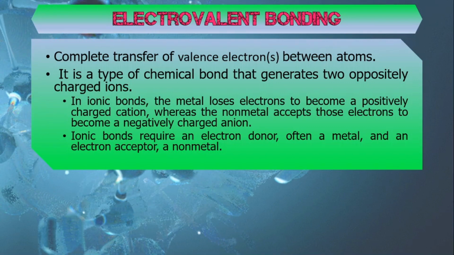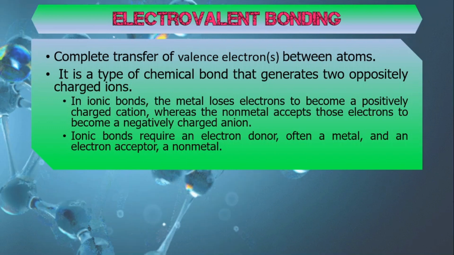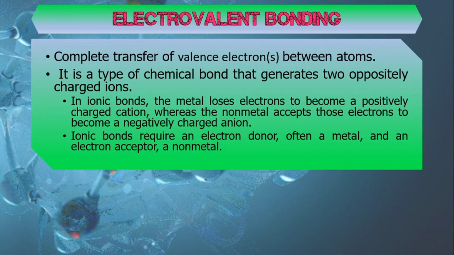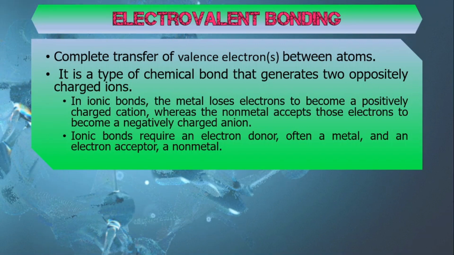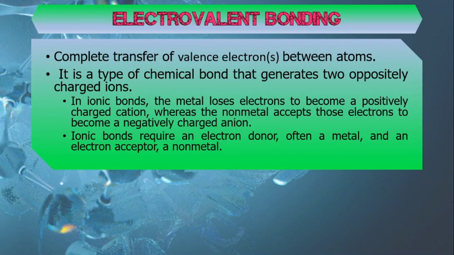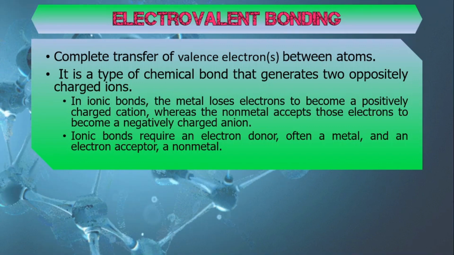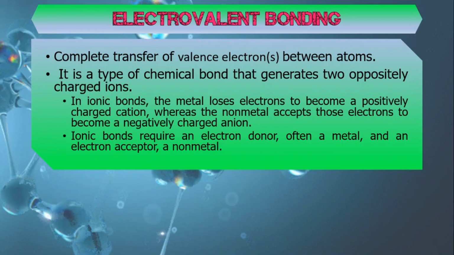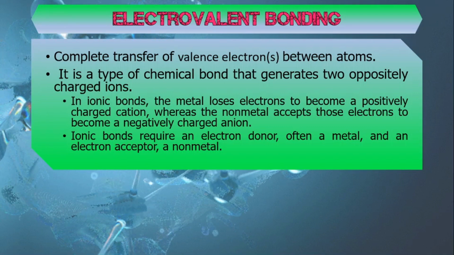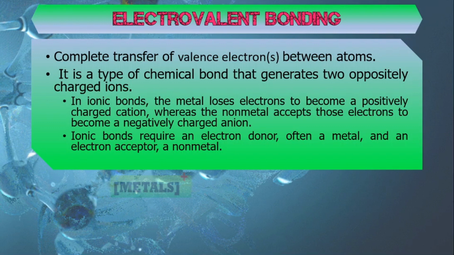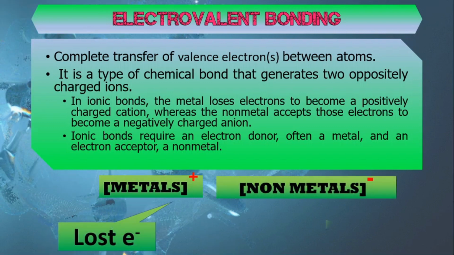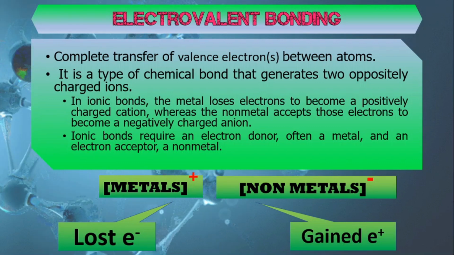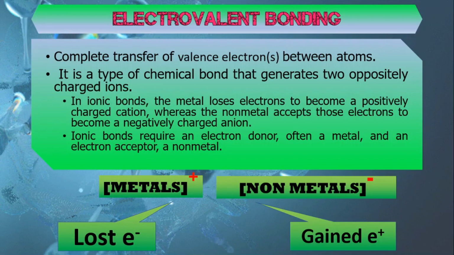Metal in this bond loses electrons. Then, the nonmetal accepts the electrons lost by metals, then becomes a negatively charged anion. So, nonmetal becomes an ion. Ionic bond requires an electron donor, which is the metal, and the electron acceptor, which is the nonmetal. So metals lose electrons and nonmetals gain electrons.